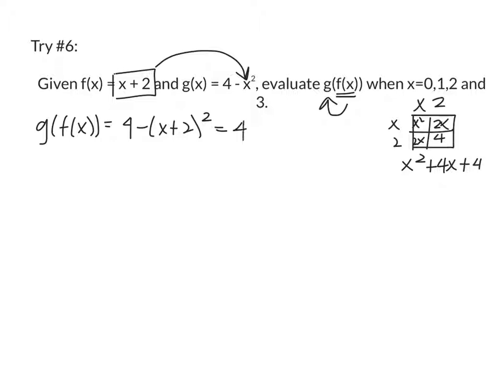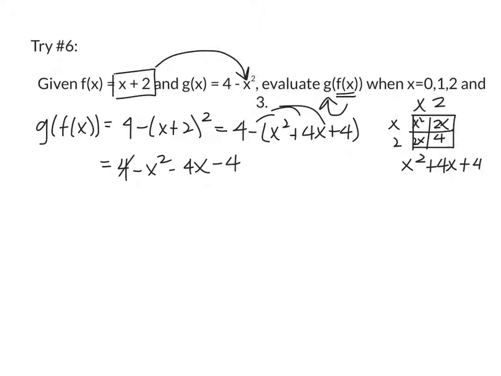So this will be 4 minus x squared plus 4x plus 4. Don't forget to distribute the negative, and this becomes 4. I should move that over. This becomes 4 minus x squared minus 4x minus 4. All right, your whole numbers will cancel, and we'll be left with negative x squared minus 4x.